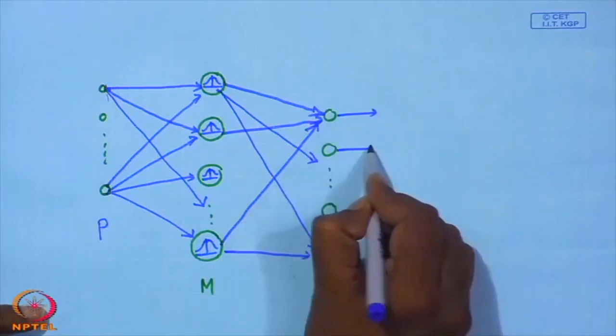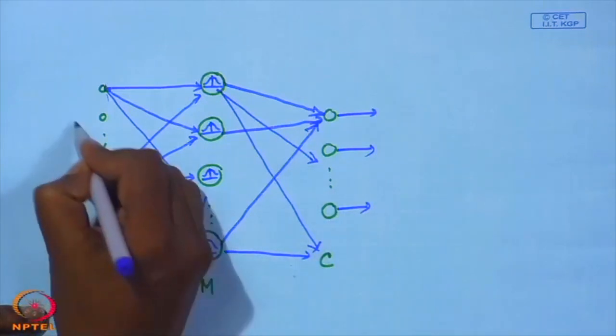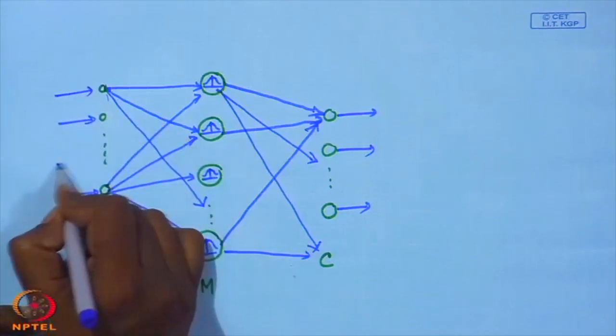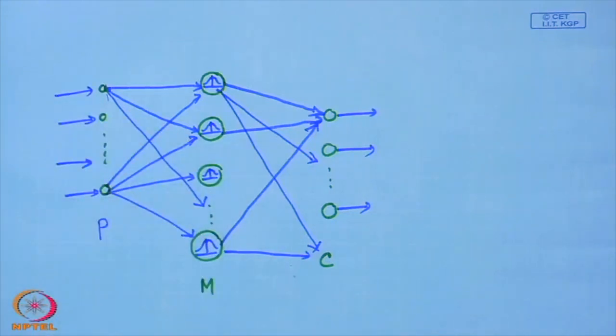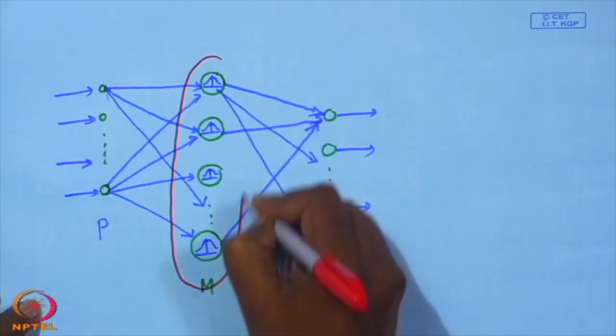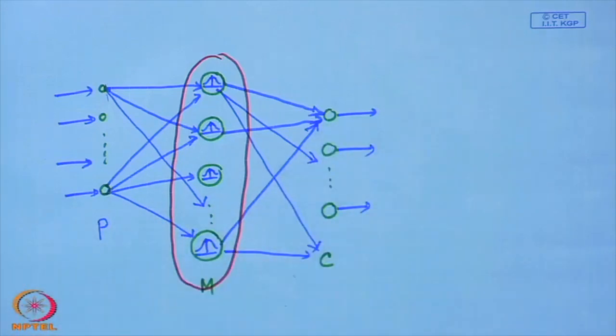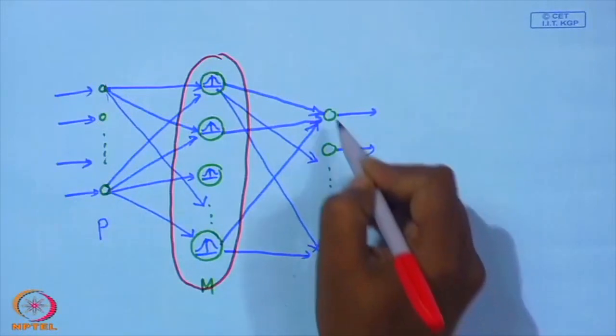Finally, I have outputs from the classifying neurons, and here I feed the input feature vectors. So, this is the architecture. The nodes in the hidden layer actually perform the radial basis function, and nodes in the output layer perform a linear combination of the outputs of the hidden layer nodes. So, here I will have a linear classifier.